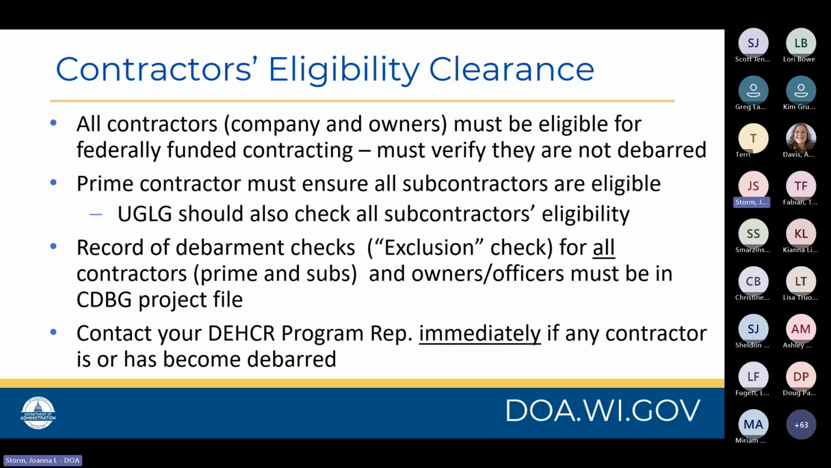Make sure that you communicate with your prime contractors and that you're getting updates if and when any new subcontractors are added to the project. The record of debarment checks, sometimes referred to as exclusion checks, must be performed for all contractors, primes and subs, and for the owners and officers, and those items must be in the CDBG project file. So you'll be searching not only for the name of the firm, but also double checking the names of the owners of those firms as well. Contact your DECRA program representative immediately if you encounter any issues or if it appears that any contractor is or has become debarred.